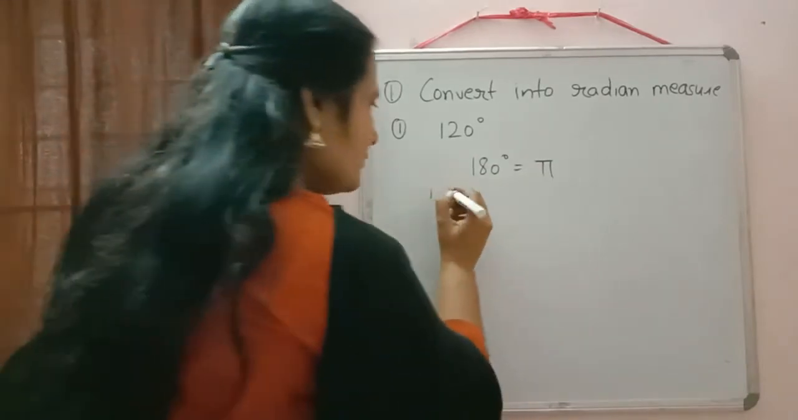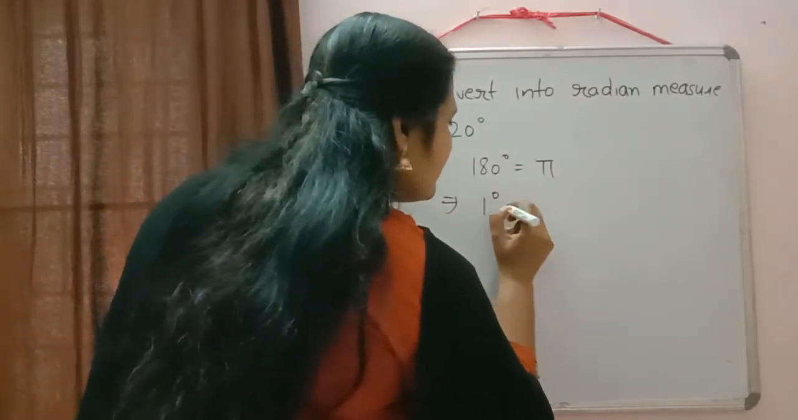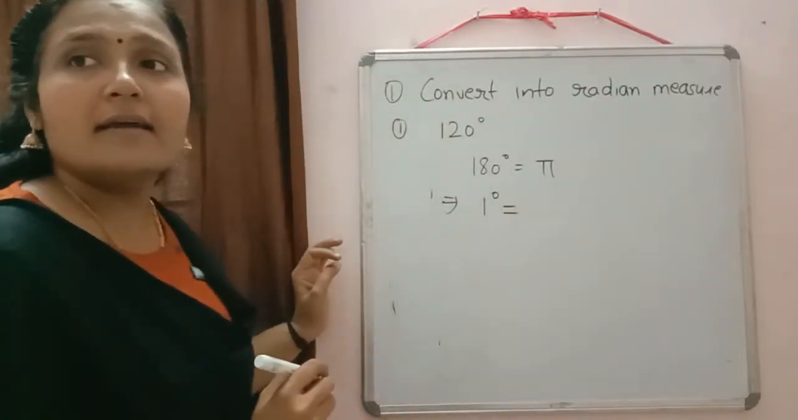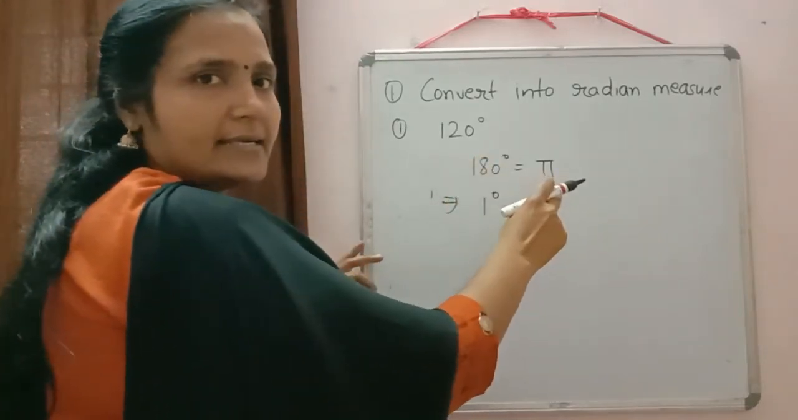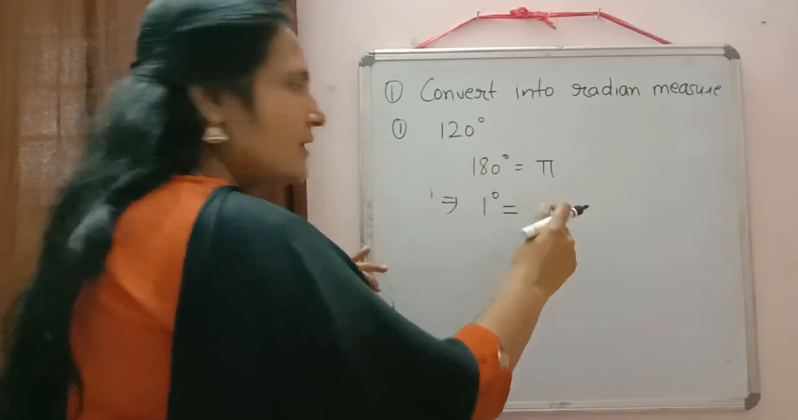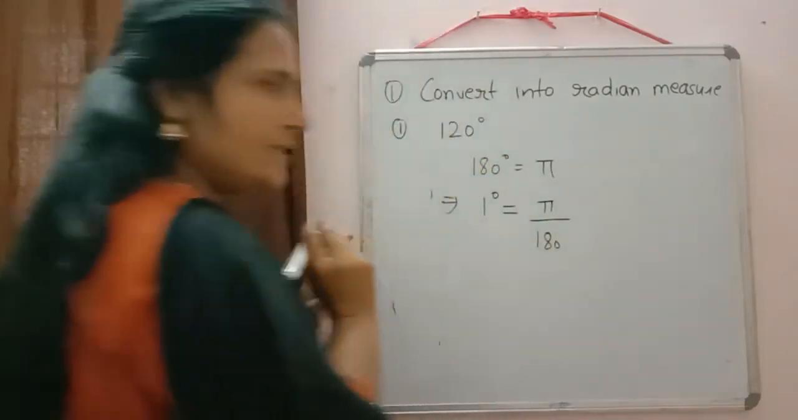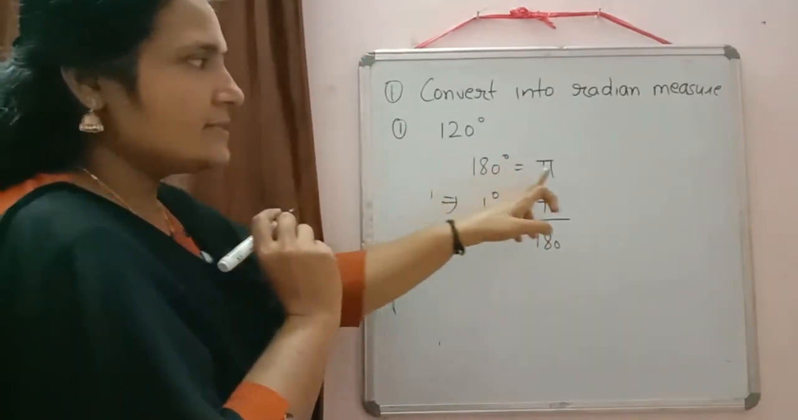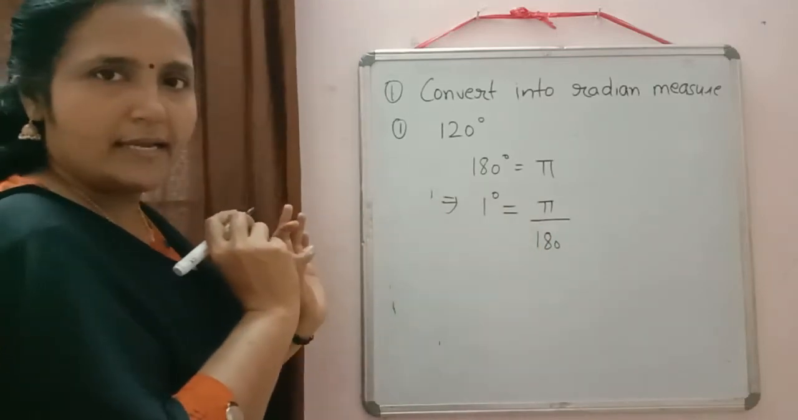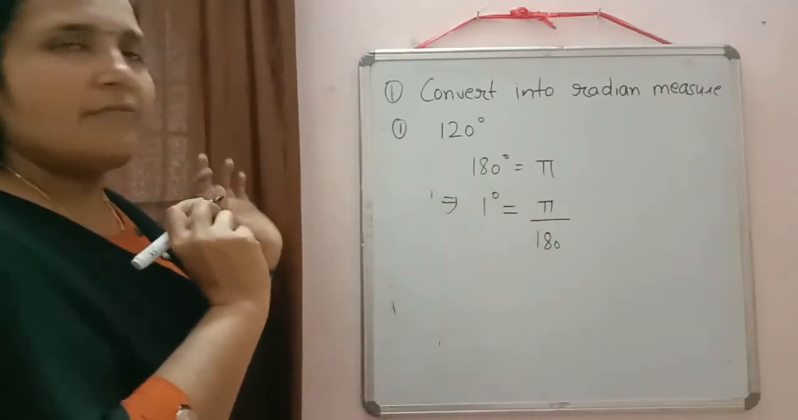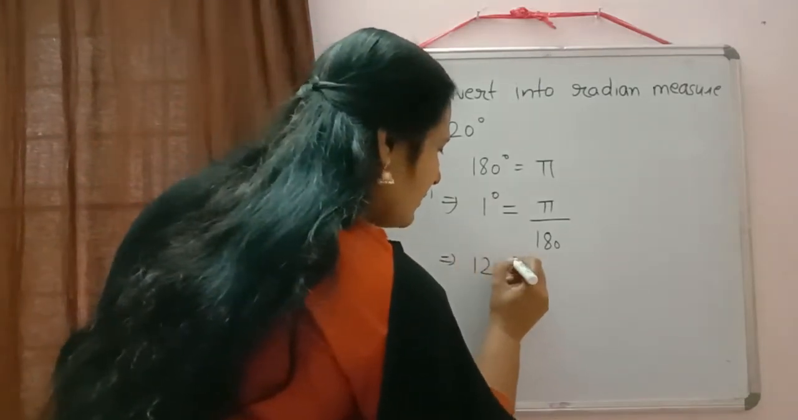180 degree is equal to pi. So if 180 degree is equal to pi, what will be 1 degree? 1 degree will be equal to, obviously we'll shift 180 to the right hand side, so it will go to the denominator. So that will be equal to pi by 180. 180 degree is equal to pi, so 1 degree will be equal to pi by 180. What do we have to find out? We have to find out the measurement of 120 degree. So just write it down now.